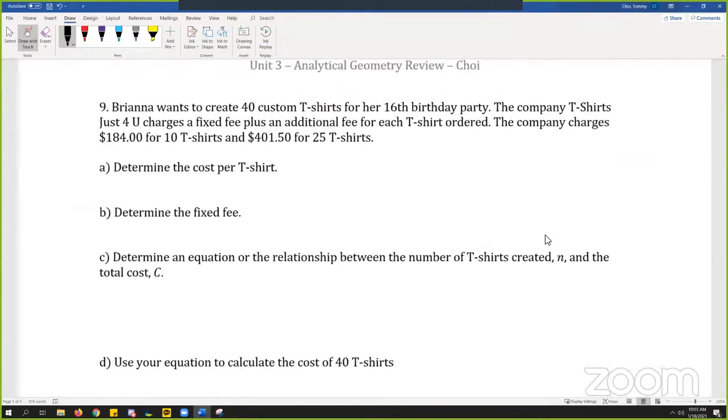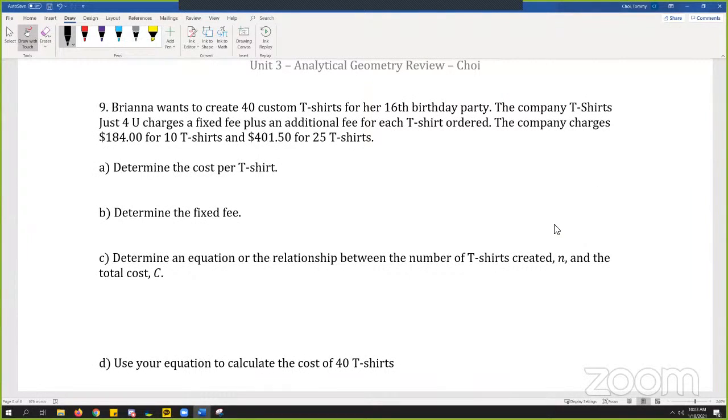We got to the last page here, question 9 and question 10. So question 9, Brianna wants to create 40 custom t-shirts for her 16th birthday. The company, t-shirts just for you, charges a fixed fee plus an additional fee for each t-shirt ordered. The company charges $184 for 10 t-shirts and $401.50 for 25 t-shirts. Determine the cost per t-shirt. What is this question asking for? Slope. It wants the slope. What are my 2 points here that were given? What's point 1?